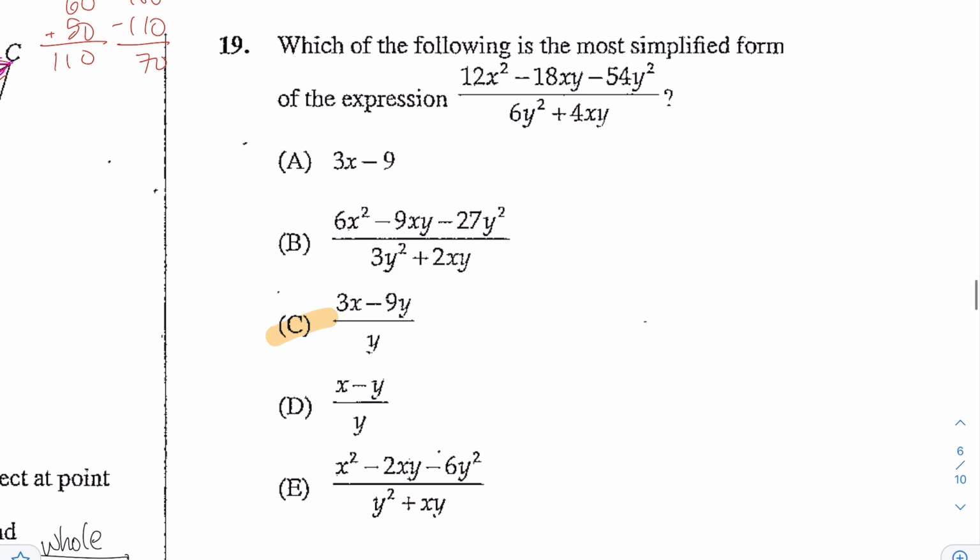All right, next for number 19. Which of the following is the most simplified form of the expression 12x squared minus 18xy minus 54y squared divided by 6y squared plus 4xy? So here, the first thing to do is in the numerator, you can factor out a factor of 6, because 12, 18, and 54 can factor out a 6. So the numerator will have 6 on the outside, and you'll have 2x squared minus 3xy minus 9y squared.